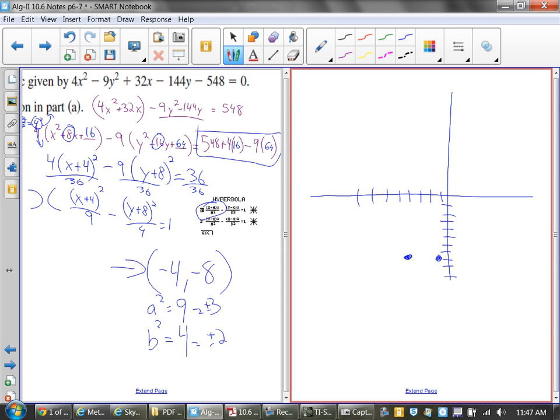Negative 1. 7. Okay? What's that? The B value was that co-vertex. Which means I go up and down too. What did you do from there? Make the rectangle.